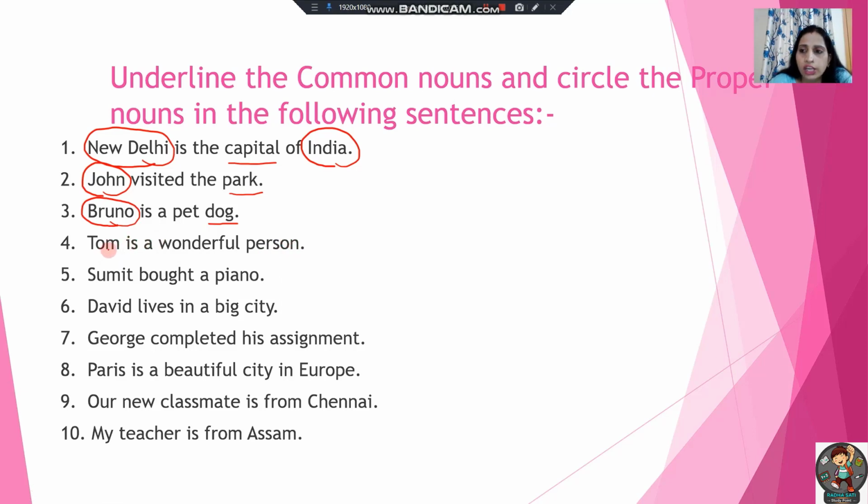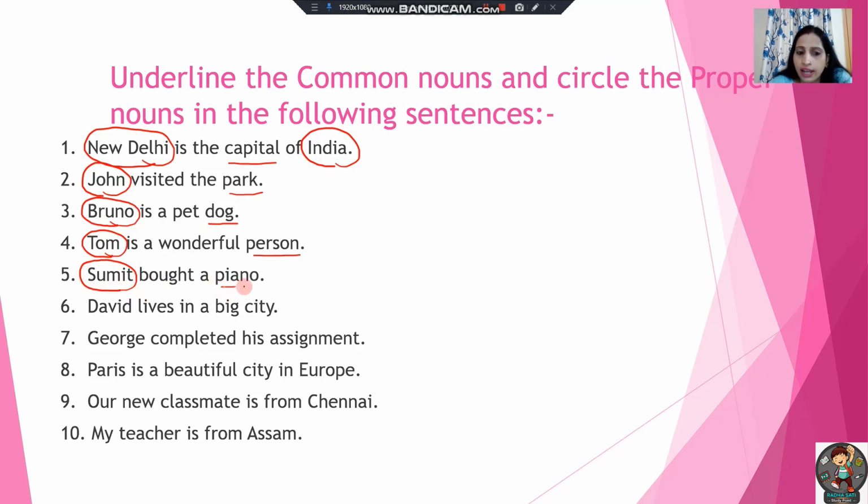Now in the fourth sentence, it is Tom is a wonderful person. So here we are talking about a particular person, Tom. So it will be a proper noun. We will circle it. And person will be a common noun. We will underline this. Now next is Sumit bought a piano. So here we are talking about a particular person, that is Sumit, who bought a piano. So it will be a proper noun. We will circle it. And piano is the name of a thing.